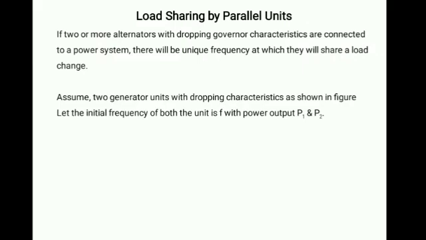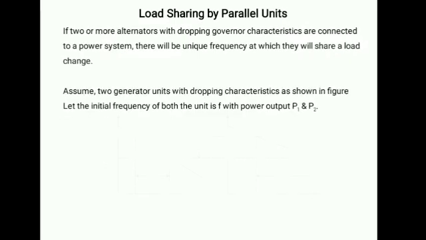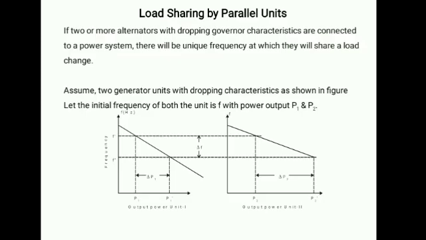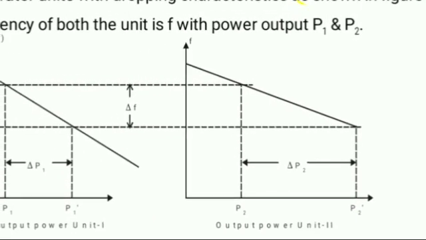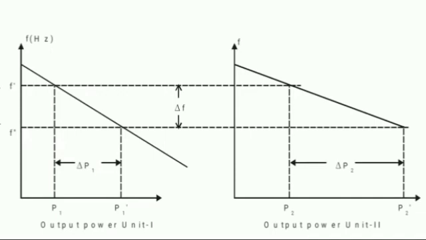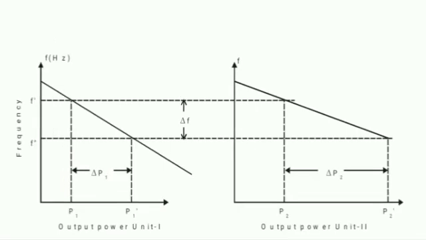Fine. Now let the two generators having the drooping characteristics be as shown in the figure below. This is the diagram. And let the initial frequency of both the alternators be shown by f dash. This is the drooping characteristic, frequency versus the output power. The left hand side is for unit 1, where the load is changed from P1 to P1 dash, that is the change in the output power delta P1, and correspondingly there will be a reduction in the frequency from f dash to f double dash, that is the change in the frequency delta F.